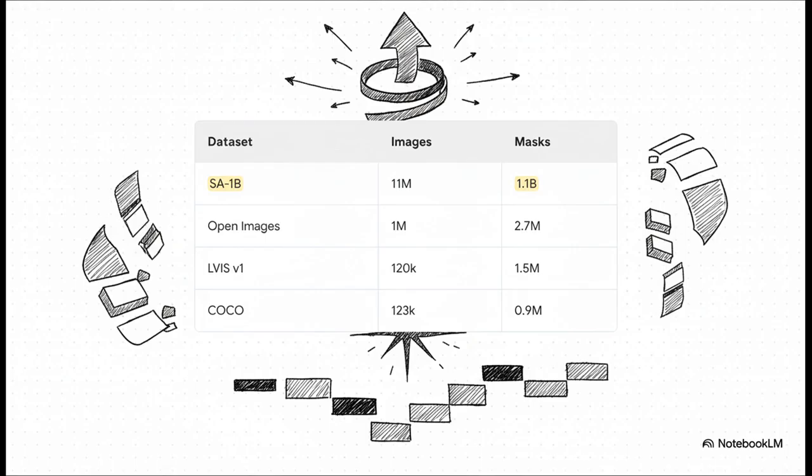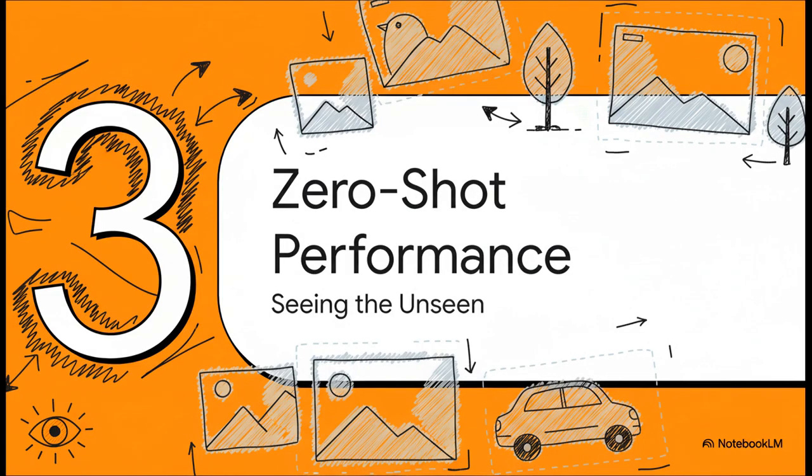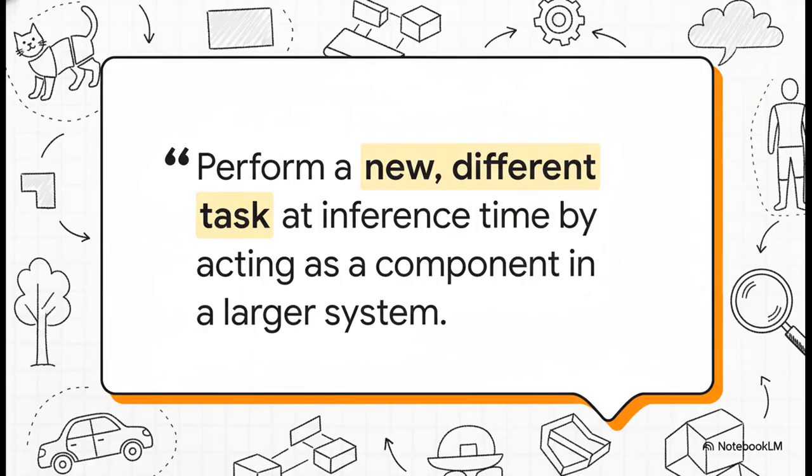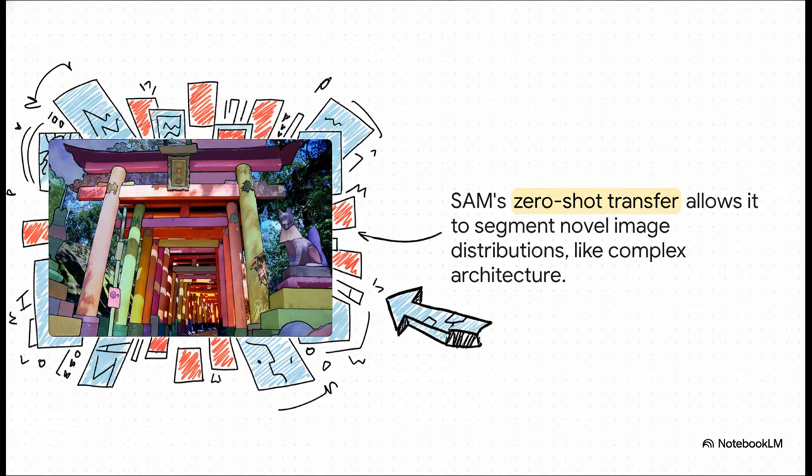So, what's the big payoff for all this work? Why build something on such an insane scale? Well, the answer is something incredible called zero-shot performance. Zero-shot basically means the model can accurately identify and segment objects and scenes it was never explicitly trained on. It can generalize its knowledge to brand new, totally unfamiliar things right out of the box with no extra training. It's like it has learned the concept of what an object is. Let's just watch it work.